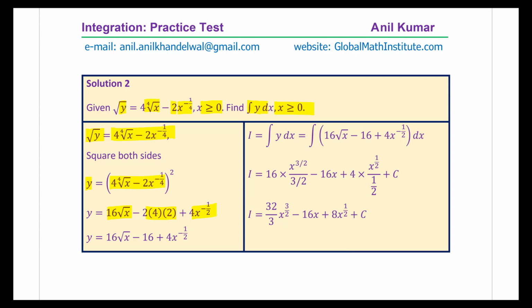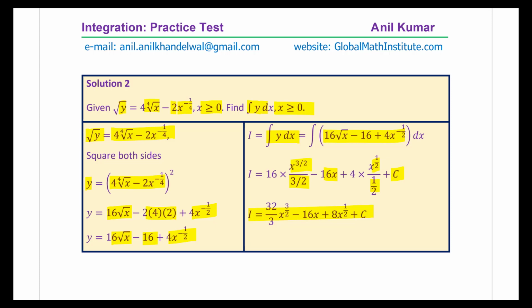Well, that can be written as 16 square root x minus 16 plus 4 over square root of x. Now we can apply the power rule to integrate. So the integral of y dx will be applying the power rule to the given function. We get 16 times x to the power of 3 over 2 divided by 3 over 2 minus 16x plus 4 times x to the power of half divided by half plus c. Now when you simplify, you get your integral in the radical form as shown here. So that is how this will be done.